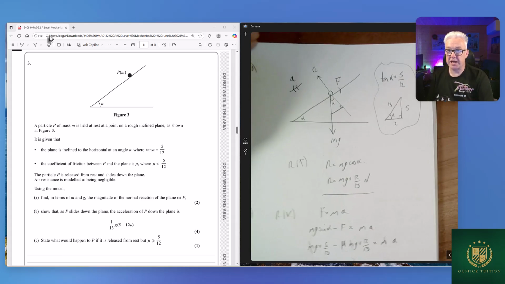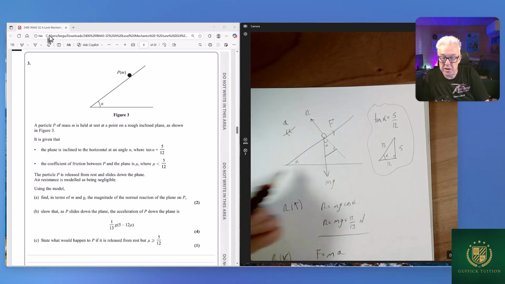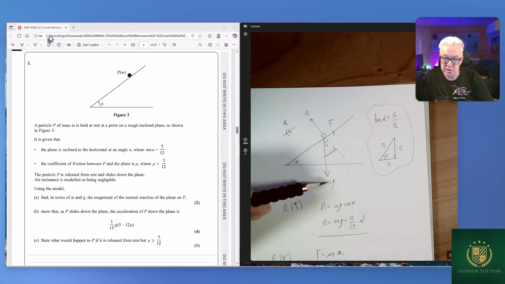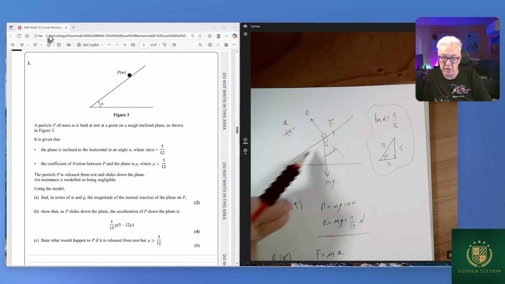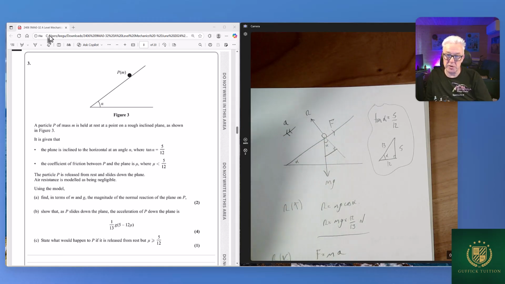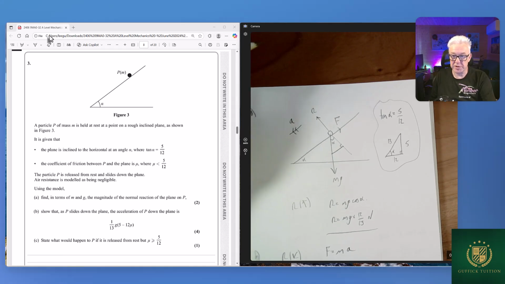Let's get our sketch going. That's, of course, the most important thing in mechanics. So there's our sketch. We've got our normal reaction here. We've got our weight acting straight down. We've got our angle alpha. Friction is acting in the opposite direction to which the object is moving, and it's accelerating down the plane. So there's our force diagram.